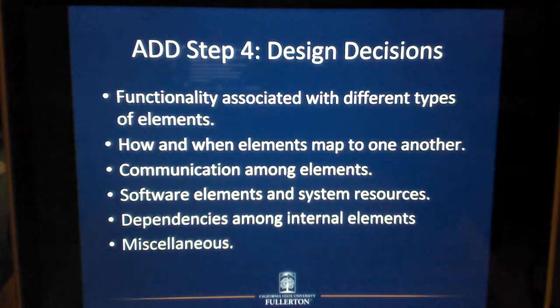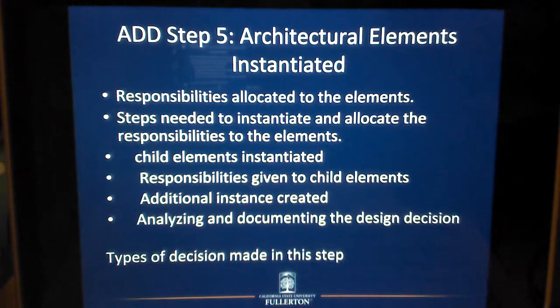In step 5, architectural elements are instantiated and responsibilities are allocated to these elements. These instances are known as child. Responsibilities are allocated to child according to their type, as that of the parent element. Additional instances can be added to it. Analyzing and documenting can be done on the basis of module view, component connector view, and allocation view. Several design decisions need to be taken during step 5.